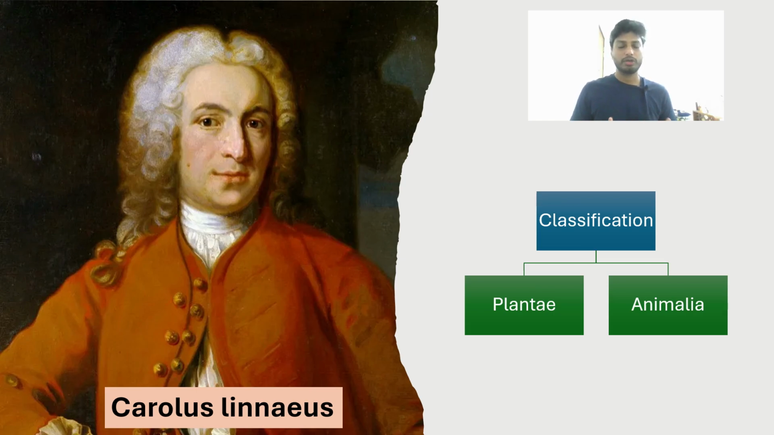The next scientist who tried to do the classification was Carolus Linnaeus. Dear students, you all know about Carolus Linnaeus. He is also known as the father of binomial nomenclature. Carolus Linnaeus classified organisms into two basic groups. That is, he classified the entire group of organisms into two groups. Those were nothing but plants and animals, and he called those groups Plantae and Animalia.